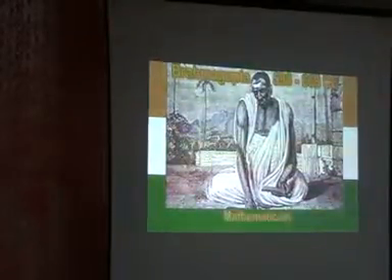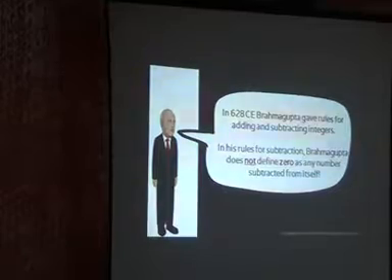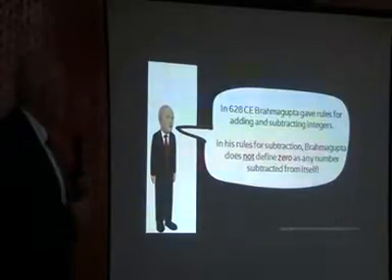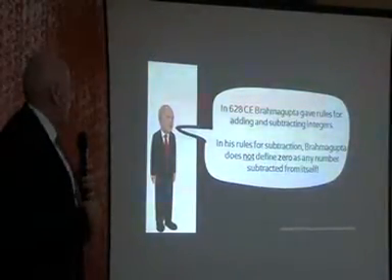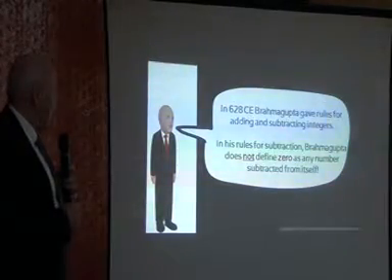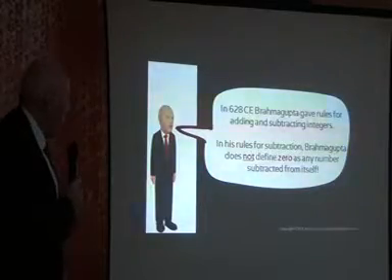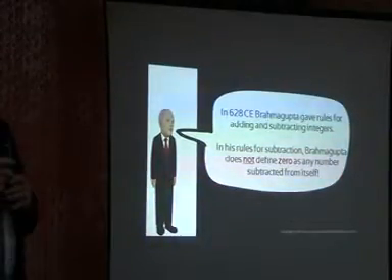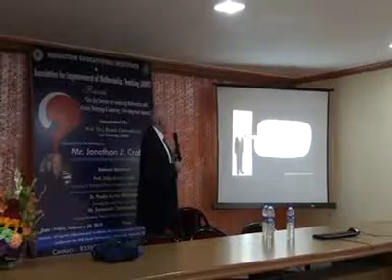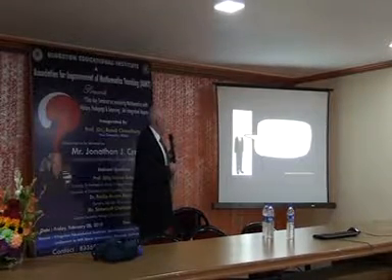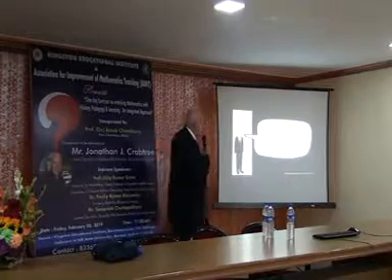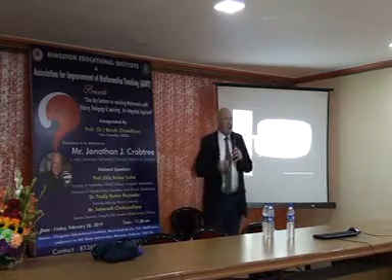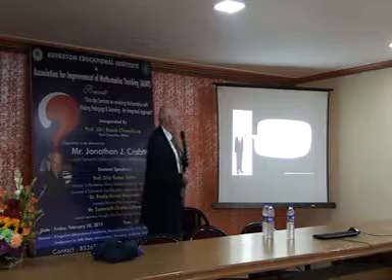So there is Brahmagupta, the mathematician, and I'm just going to give you a little bit of information about Brahmagupta. In 628, Brahmagupta, in his book, the Brahmasphutasiddhanta, gave rules for adding and subtracting integers. And in his rules for subtraction, Brahmagupta does not define 0 as any number subtracted from itself. But in his Sankala rules for addition, Brahmagupta defines 0 as the sum of a positive and negative number of equal magnitude. And that is completely consistent with the laws of physics.